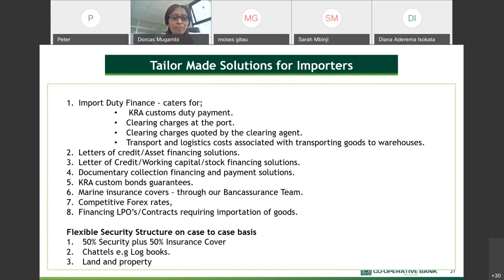Secondly, it's important to realize that the collateral security that is required and what we do in such cases, because we realize collateral is a big challenge.